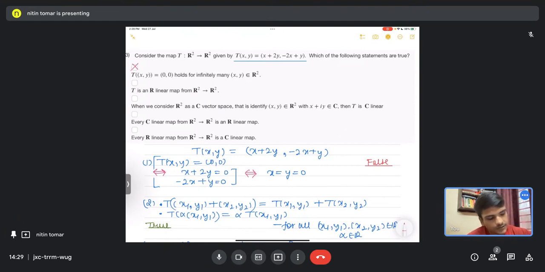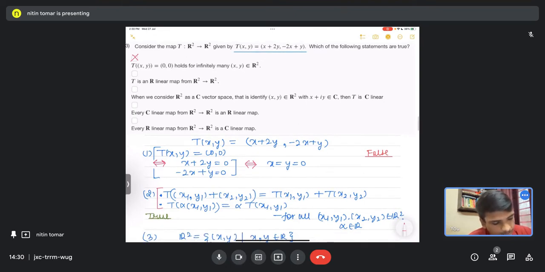One can easily check linearity using the definition. What is the definition of linearity? That the sum splits, in the sense T(z1 + z2) = T(z1) + T(z2), and second, you can pull the scalar out. And this is true. One can directly check.